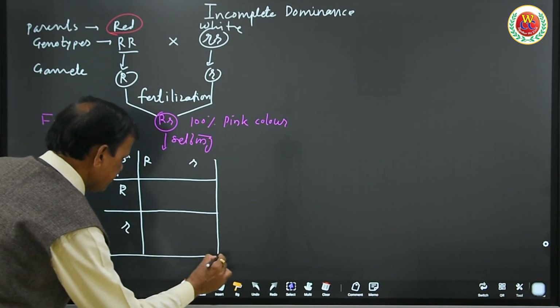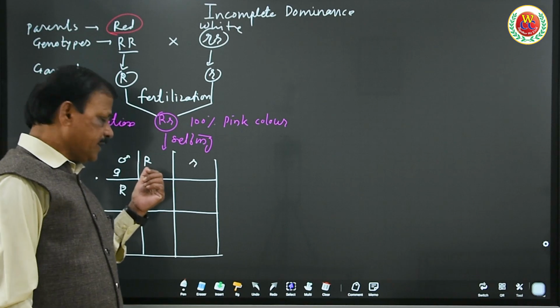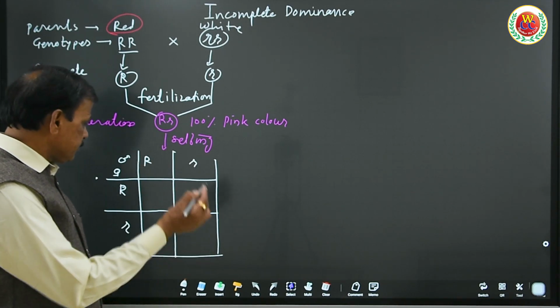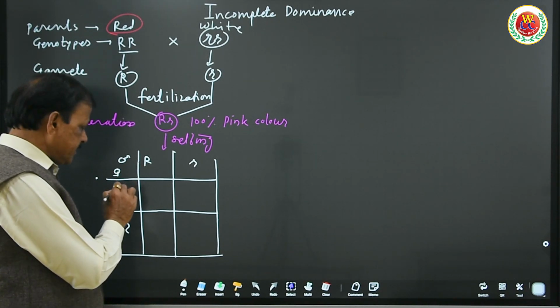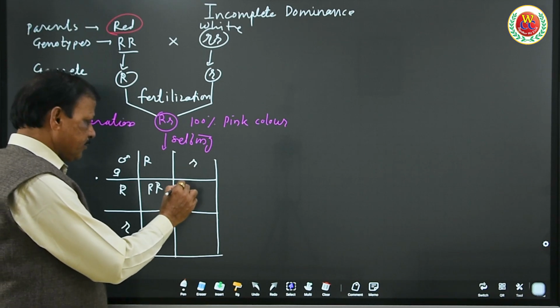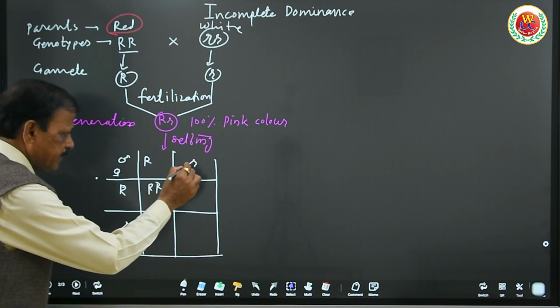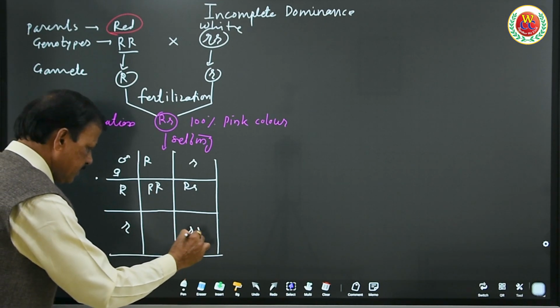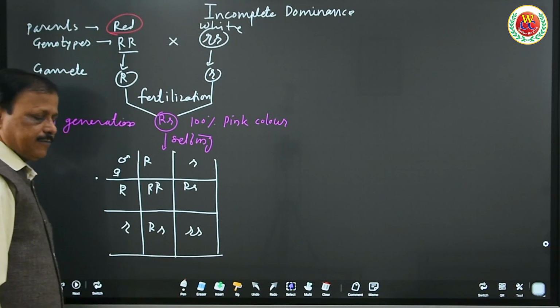So this is a Punnett square where we can have the combination as they separate and randomly fuse to restore the diploid condition. That is, this pollen grain fertilizes this egg cell to form a zygote with capital RR, a zygote with capital R, small r. This gets fertilized by this, then forms small r. This egg gets fertilized by this pollen grain, again forming small r.